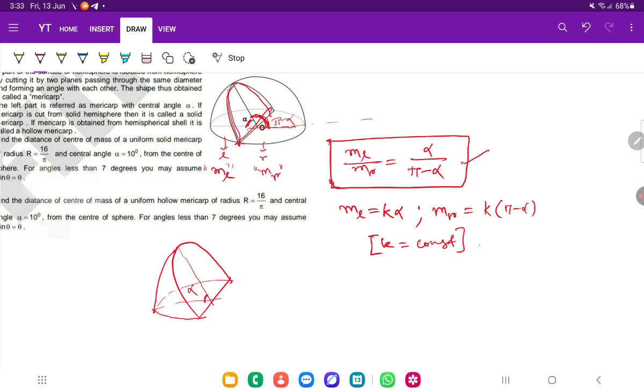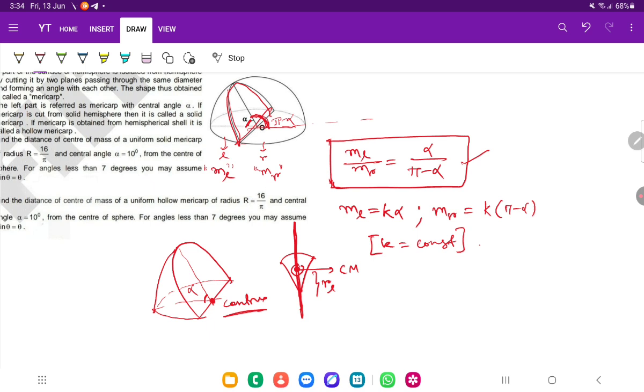We're not sure at what distance the center of mass of this part is from the center. Obviously this is the center of the sphere or hemisphere, but one thing is for sure: as the mass distribution is uniform, the center of mass will lie on the angle bisector of angle alpha. That much you can definitely say, somewhere here the center of mass will lie, but this distance is still not known to us, and this is our target. We will find the RL value only. RL I am denoting for the left part, and I will write RR for the right part.